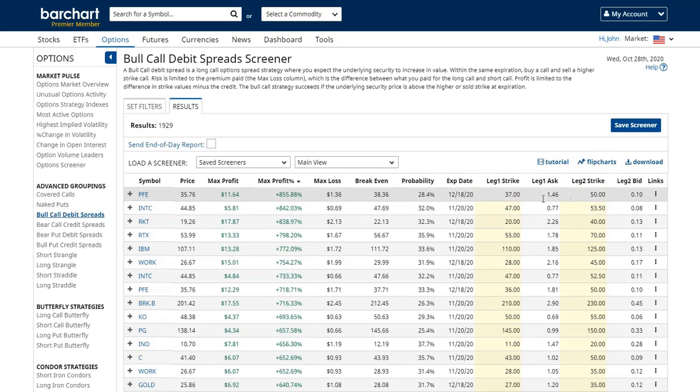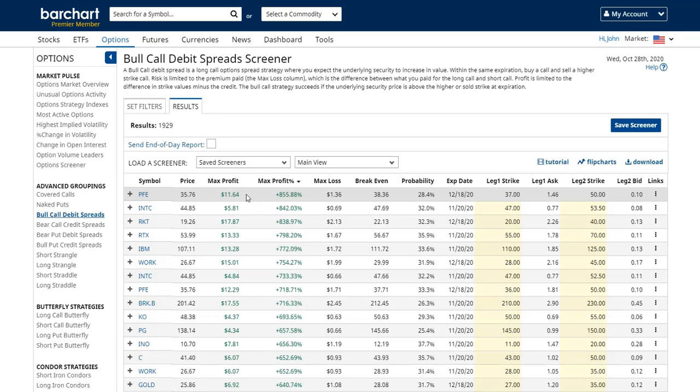We come over here, we see that our lower strike is $37. Our higher strike is $50. The difference between 37 and 50 is $13, but our cost, our maximum loss, is 136. So 13 minus 136, check my calculator, is $11.64.